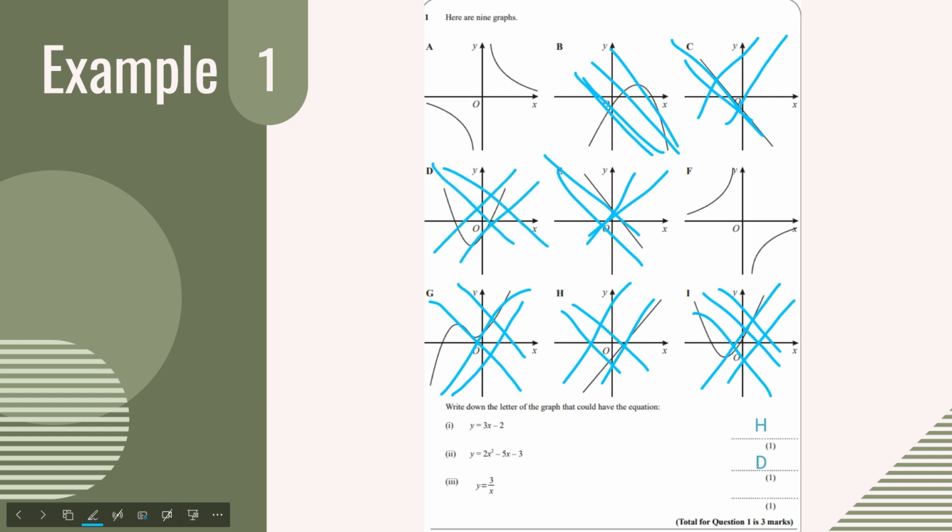Now as we cross these 2 off, we're looking at y equals 3 over x. And we have graph a and we have graph f. If you look at graph f, this is a negative reciprocal. So we get rid of that, and our final answer would be a.